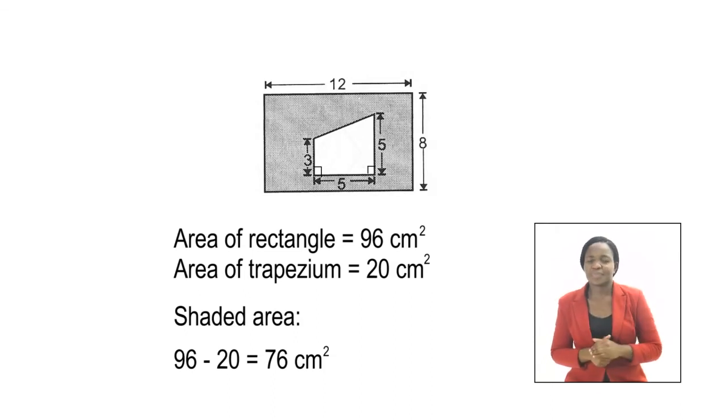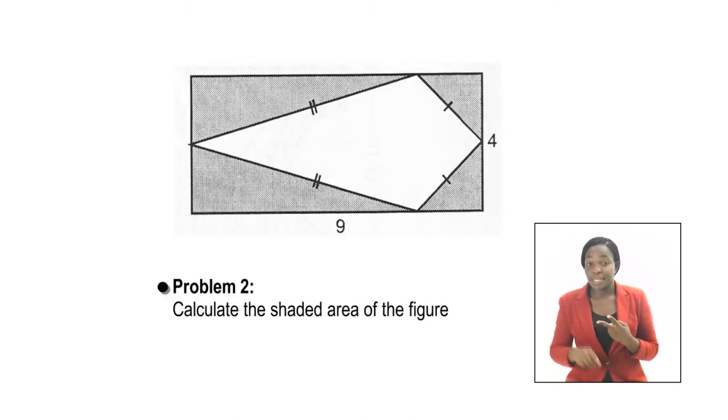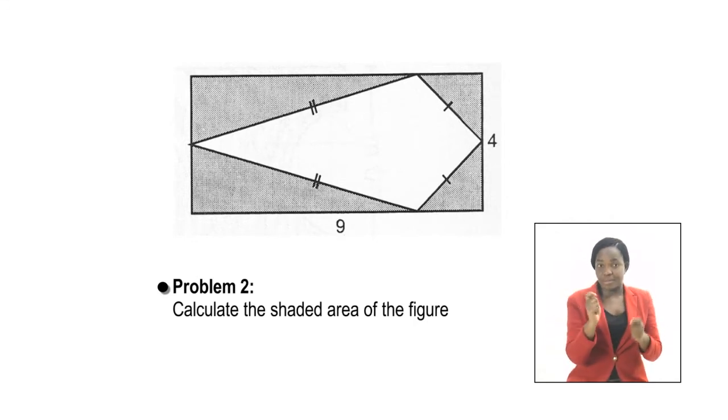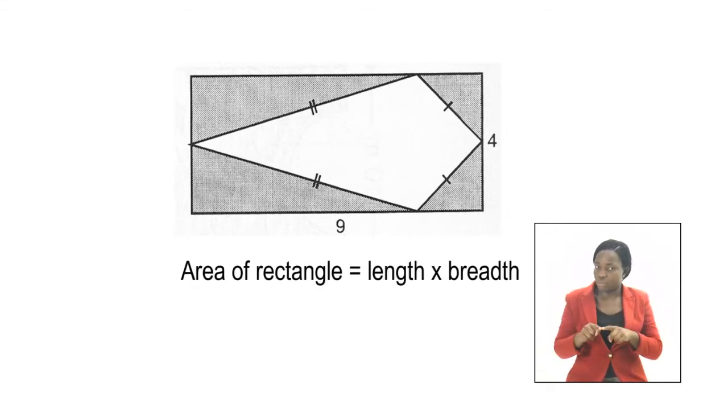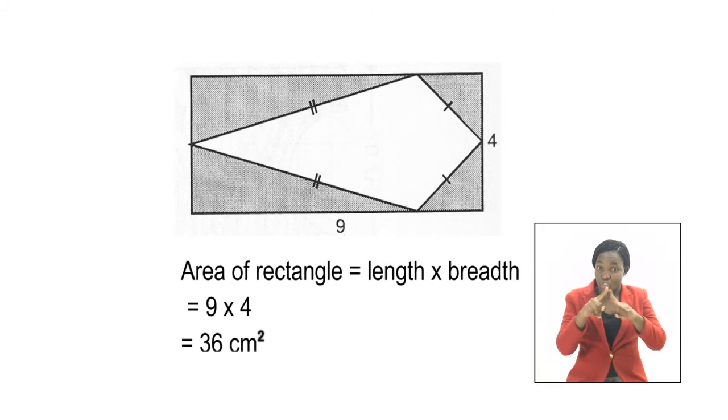Good. Let's look at the next problem. Here we have a rectangle inside a kite. They want the area of the shaded part again. So it's the same. We just find the areas of both and subtract the two. What's the formula for the area of a kite? First, let's work with the rectangle. Area of the rectangle, as we know, is length times breadth. So it will be 9 times 4, and the answer is 36 centimeters squared.